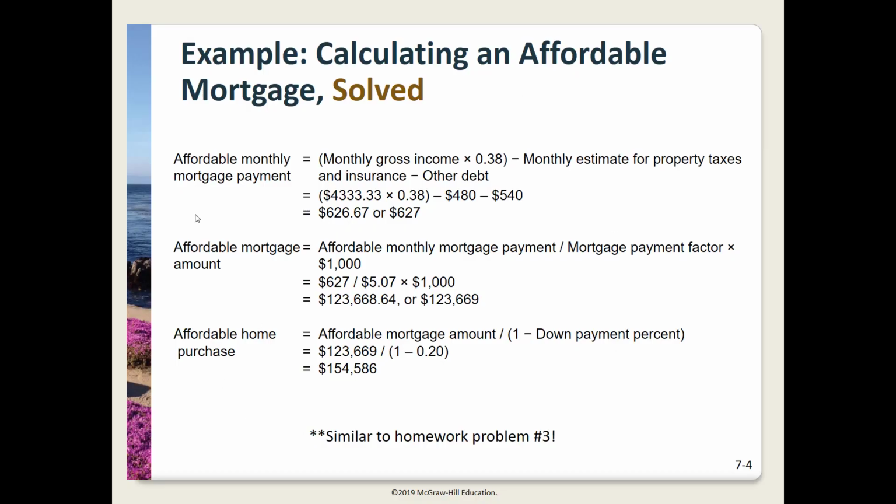So to solve the problem, we have to do three things. We first need to find the affordable monthly mortgage payment, so how much I can afford each month. Then we'll use that to find the affordable mortgage amount. So this is the amount I can borrow. And then the last piece is, well, how much house can I afford?